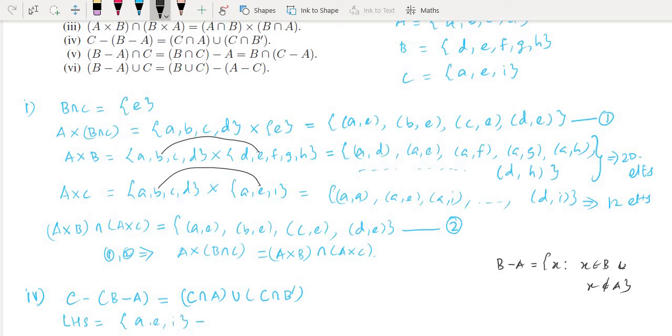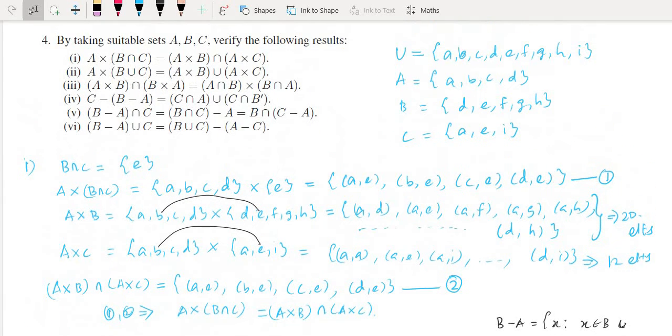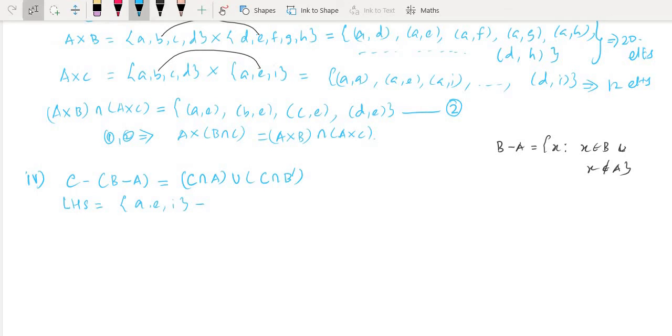So if I consider B and A, in B and A we have D here and D here as well. If I take E, it is not in A, and F, G, H, all these four elements are not in A. We no need to worry about the elements A, B, C, because set difference is nothing but the set of all elements in B but not in A. We are going to write the elements in B alone. So E, F, G, H is the set here.